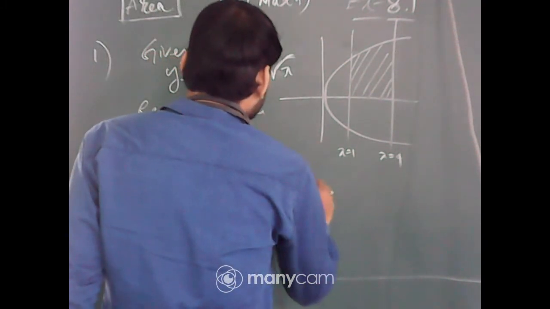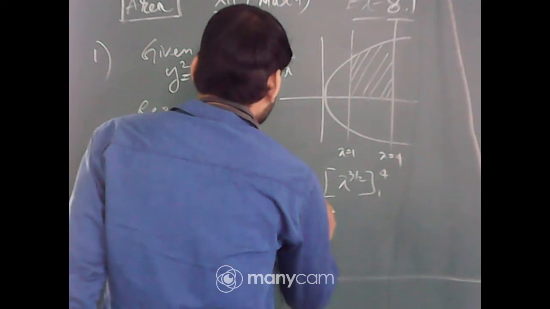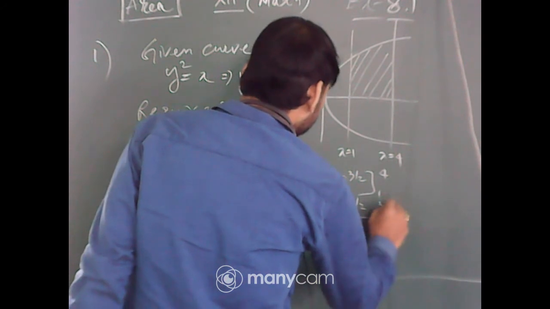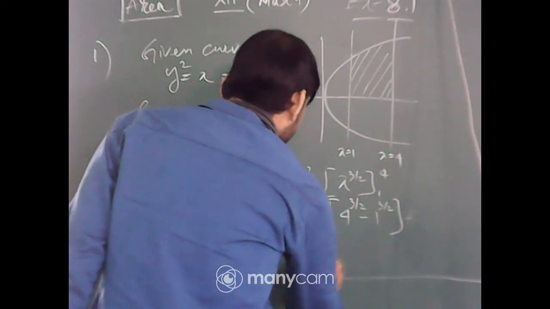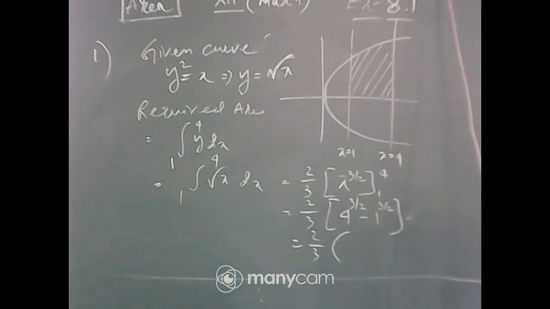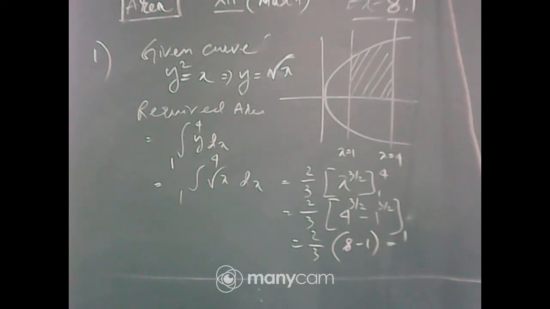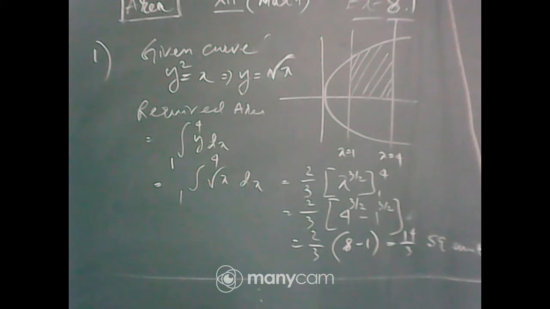So 2 by 3 x to the power 3 by 2, in the third bracket, limit 1 to 4: 2 by 3 into 4 to the power 3 by 2 minus 1 to the power 3 by 2. That means 2 by 3, 4 to the power 3 by 2, that means 2 square to the power 3 by 2, that means 2 cube, 8, minus 1, that is 7. 7 into 2, 14, 14 by 3 square unit, area, so square unit, isn't it?